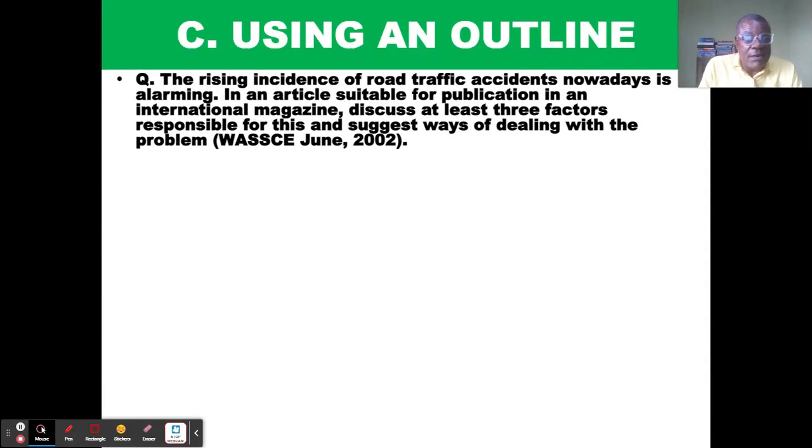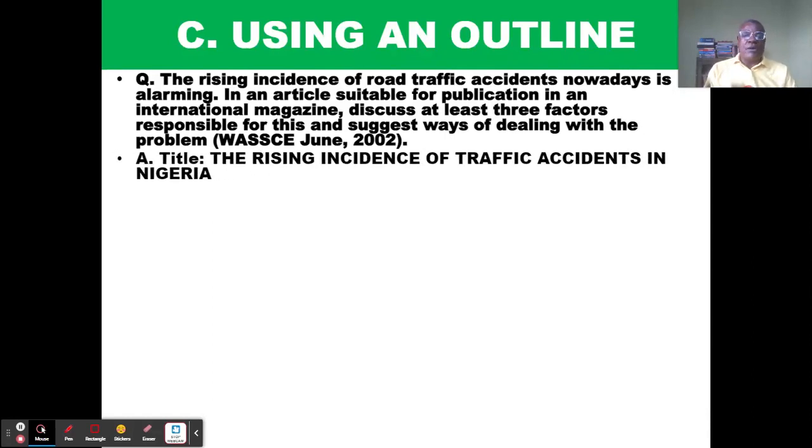Let's now take our past exam question on article writing. The rising incidence of road traffic accidents nowadays is alarming. In an article suitable for publication in an international magazine, discuss at least 3 factors responsible for this and suggest ways of dealing with the problem. Now, this is taken from the West African Senior School Certificate Examination of June 2002.